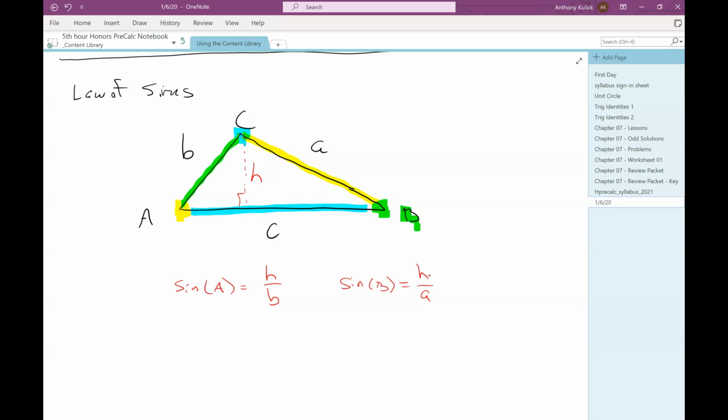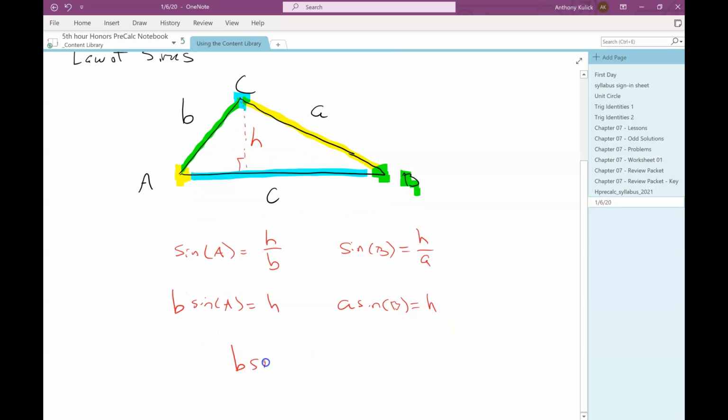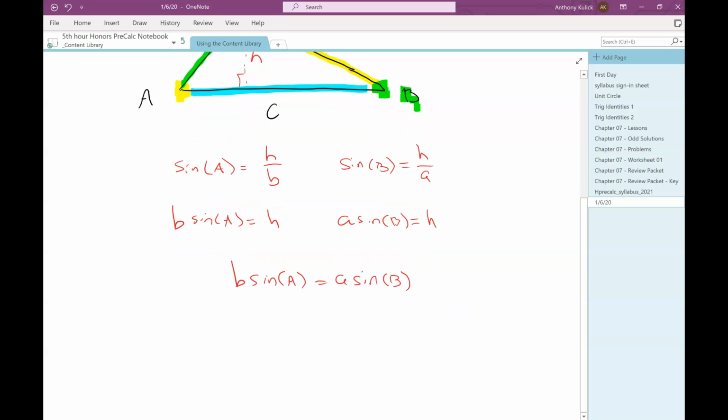So I can treat these two equations as a system of two equations and use substitution to combine them into a single one. I'll do that by taking the first equation and multiplying both sides by B. And the second equation, I'll multiply both sides by A. Now that they're both equal to H, I can set them equal to each other. And then the usual convention is we would divide both sides by AB. So we'd be left with sine of angle A over side A equals sine of angle B over side B.